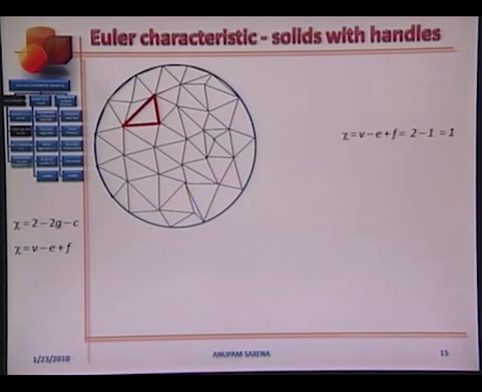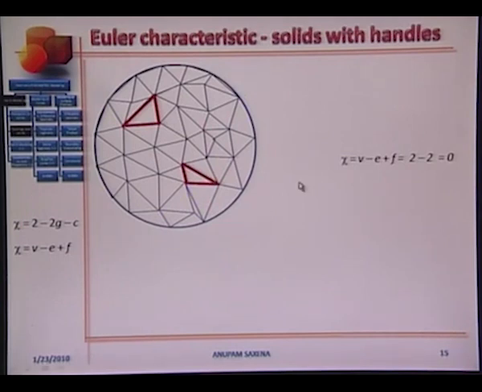What we have done is we have taken away a face and introduced a boundary component. The number of vertices and the number of edges remain the same. The result, the Euler characteristic decreases by 1 to 1. Let's do this again.